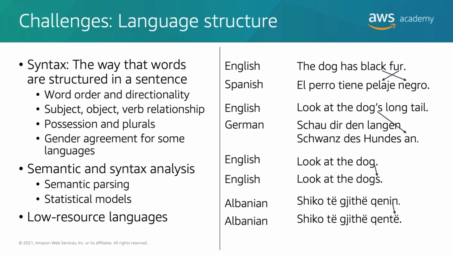Developing a statistical model for understanding semantics requires a large dataset of validated translations in the source language. Assembling a dataset for less commonly spoken languages, known as low-resource languages, is a significant challenge for all NLP applications.